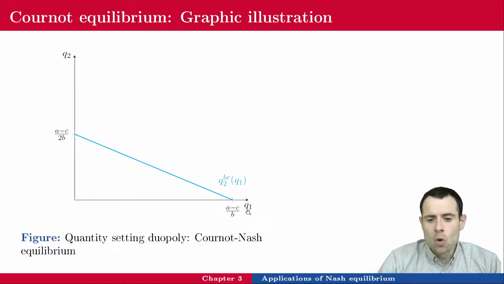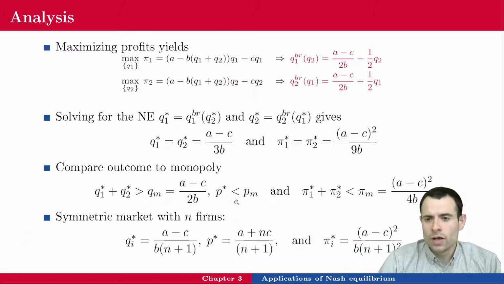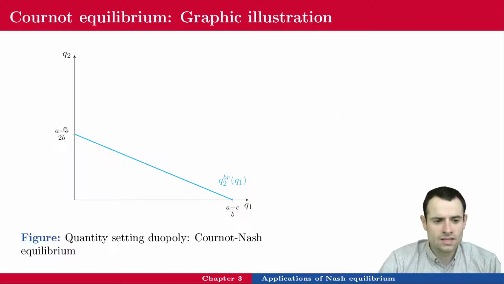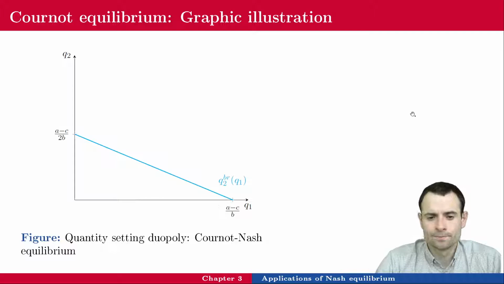So when Q1 is equal to 0, you can plug Q1 equal to 0 here. This whole term is equal to 0, and you end up with A minus C over 2B. That's here, the vertical intercept. And analogously, when Q2 is equal to 0, you find the corresponding Q1. That gives you the best response function of firm 2 to firm 1.